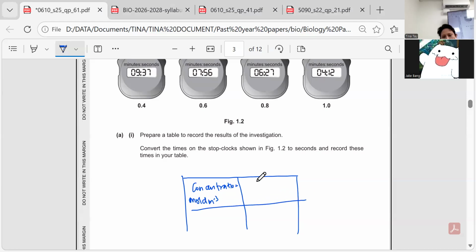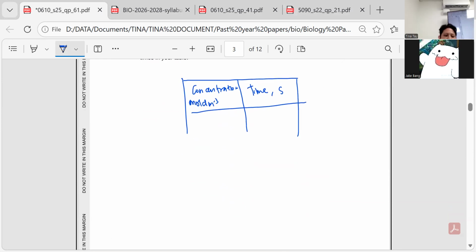And then here, what do you put? Time. And then seconds. Why must you put seconds? Because the question says put seconds.